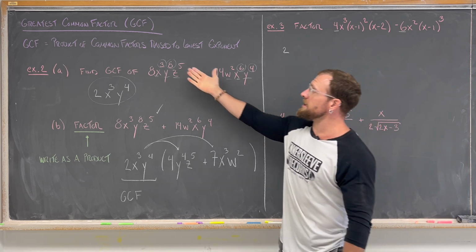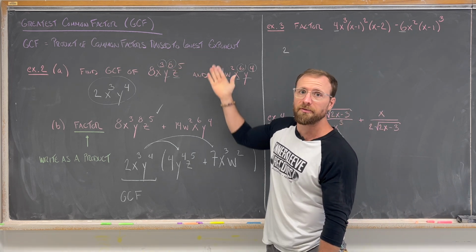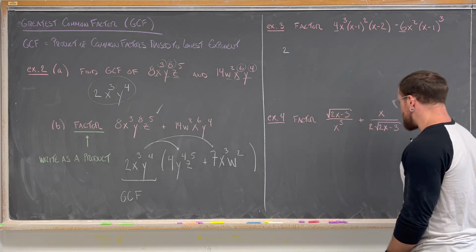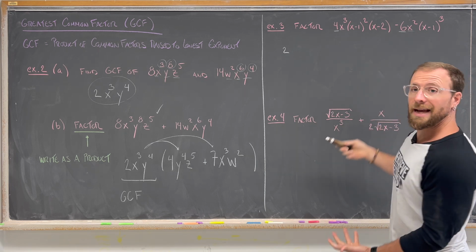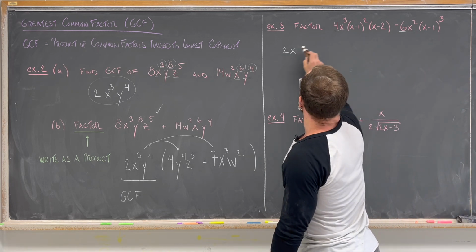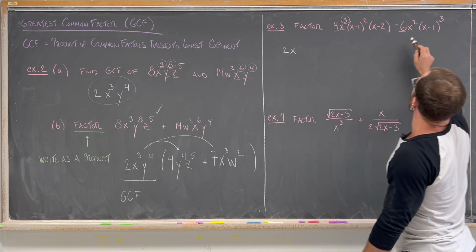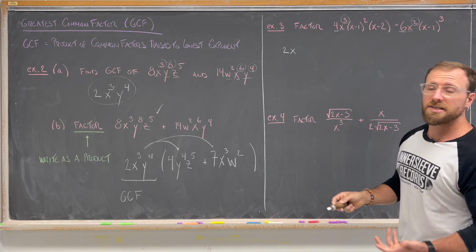Then I'm just going to proceed to write down the product of the common factors raised to the lowest exponents that I see. So I see an x here and an x here. So x is a common factor. And out of the exponents that appear, 3 and 2, the lowest exponent is 2.